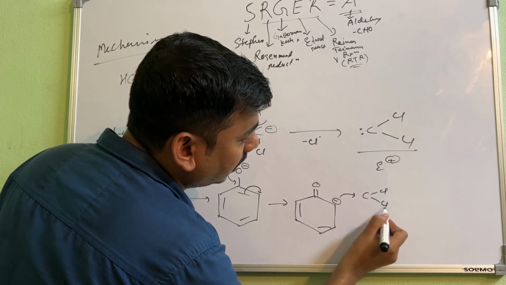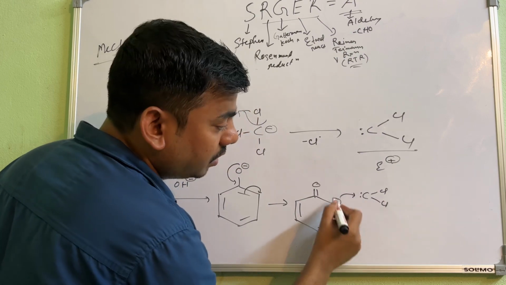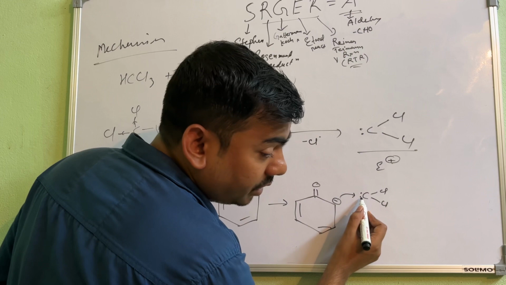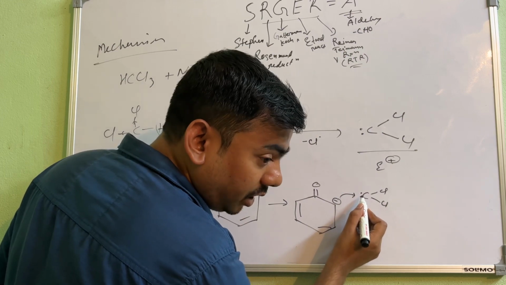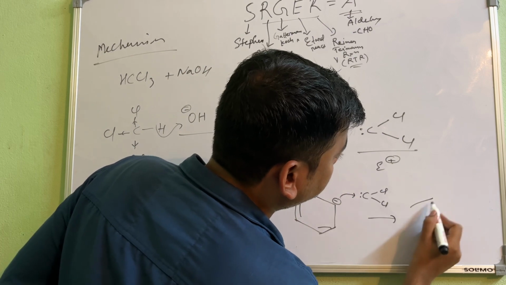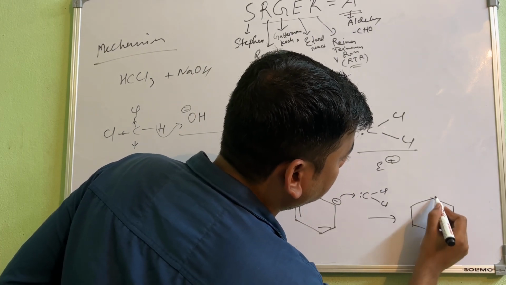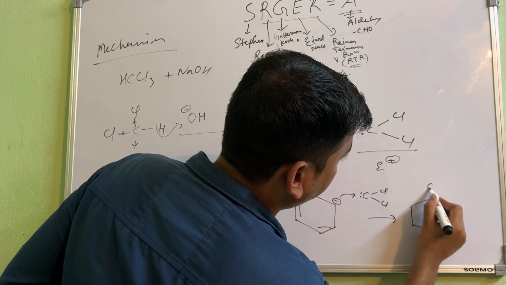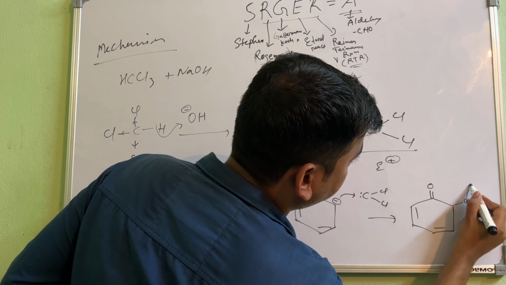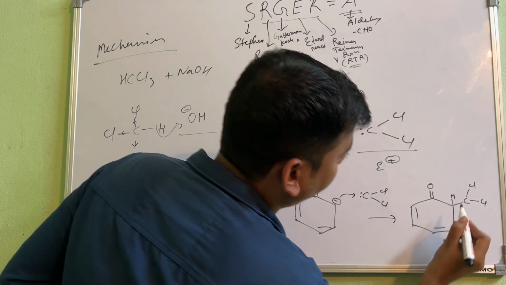What is our electrophile? CCl2, two electrons are there, on carbon. Or you can also write a negative charge, but don't be confused. This negative charge, how is it attacking another negative charge? This is not a negative charge, this is the electrophile. So it will produce something like CCl2, and here one hydrogen is there from before also.